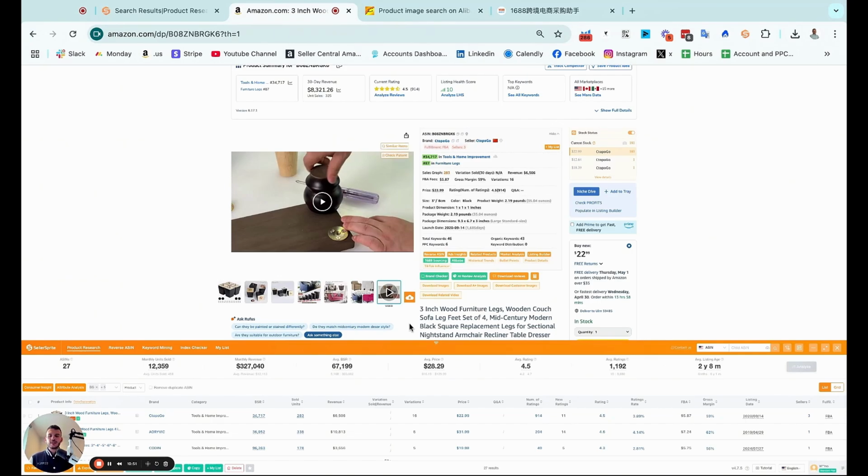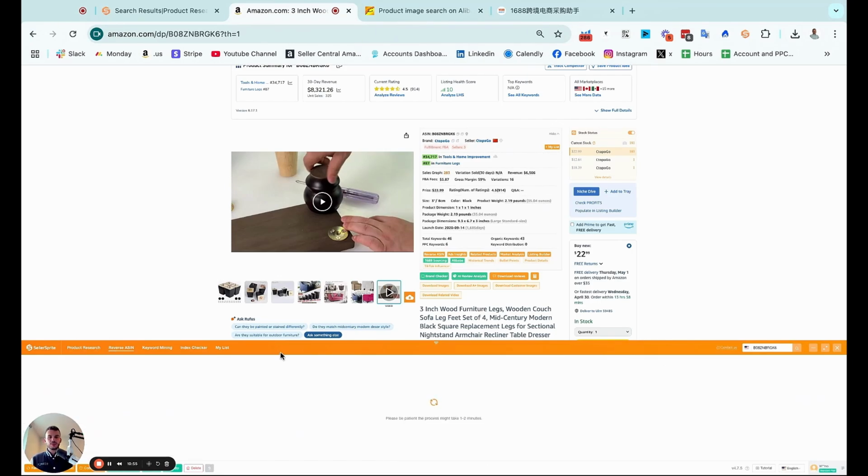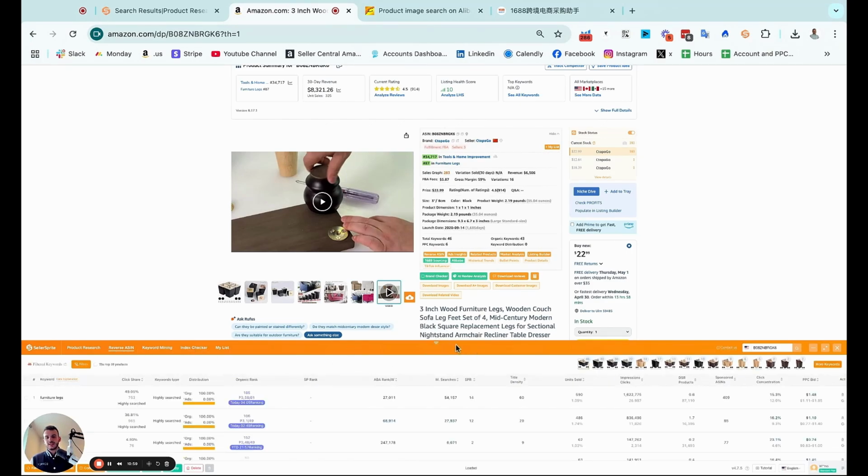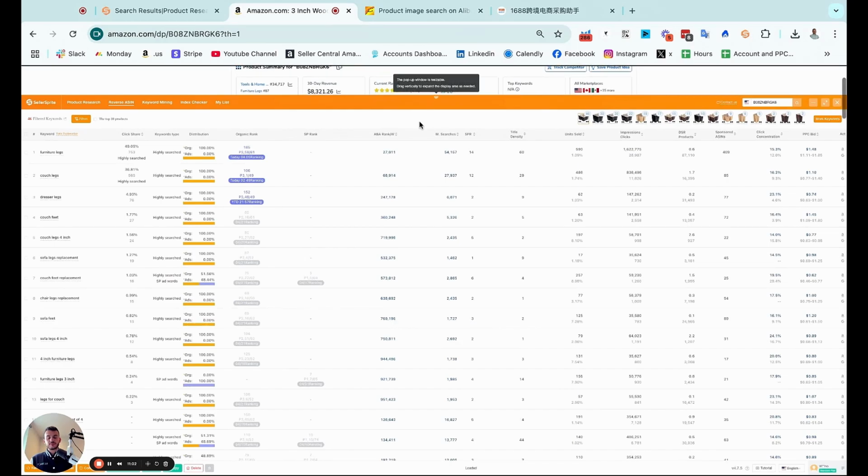Okay. And the other thing that I always recommend, just to go deeper into the tool, is if you click on reverse ASIN. This is the part where it gets very, very interesting, because now here what you can achieve is you can see what are the keywords that drive the most amount of click share. And this is really the key, guys, because click share and impression share is what is going to tell you where the traffic is and where you should be positioned.